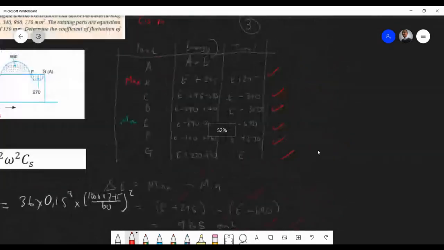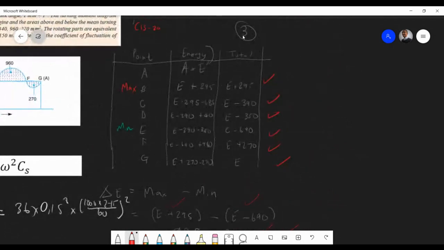So, we've got a table over here. You see column 3, right? We're looking for the highest positive, and the highest positive will be the maximum one. So the two positives I see are plus 270 and plus 295. And then the lowest negative.